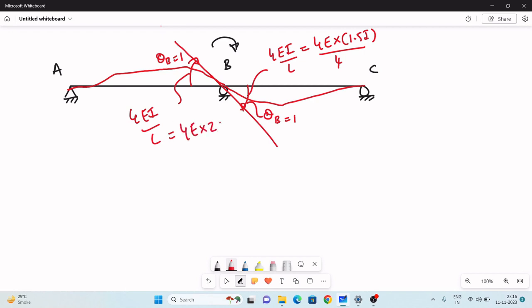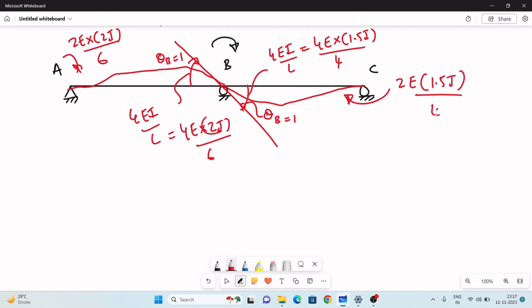4E into 2I divided by L. L is 6 meter. Okay, and you see at the far end, half of this moment will be developed at the far end, that is from the carry-over factor 2E into 2I divided by 6, and here also half of the moment will be developed at the far end, and that from the concept of carry-over factor 2E into 1.5I divided by 4. So now we can write the stiffness matrix.